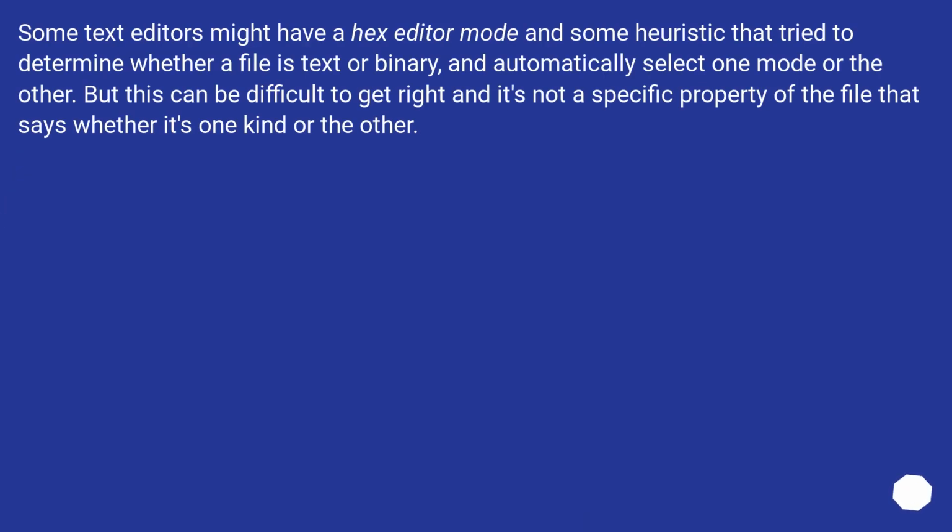Some text editors might have a hex editor mode and some heuristic that tries to determine whether a file is text or binary, and automatically select one mode or the other. But this can be difficult to get right, and it's not a specific property of the file that says whether it's one kind or the other.